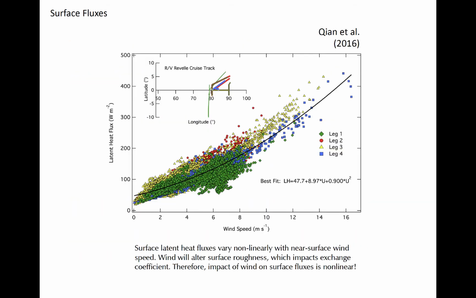The previous formulation indicates that fluxes vary linearly with wind speed u. However, reality is a bit more complicated. As wind speed increases, surface roughness also increases, and this causes a change in the exchange coefficient. As seen in this plot, latent heat fluxes, estimated from ship data, increase non-linearly as wind speed increases. However, the same general concept of fluxes increasing with increased wind speed generally holds true.